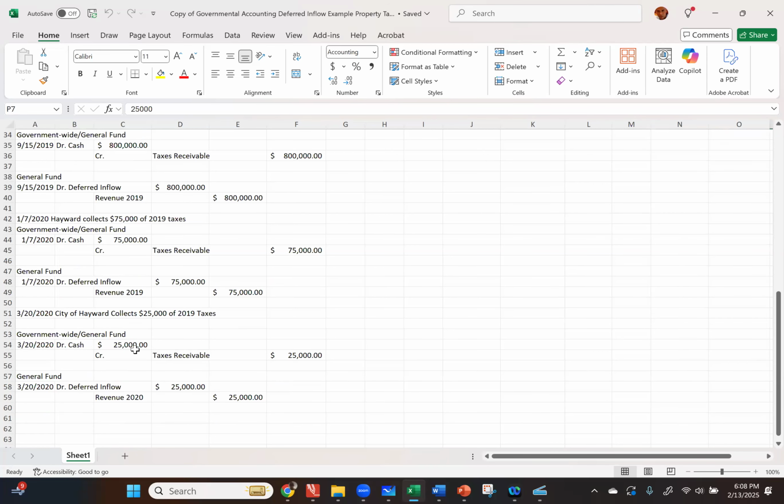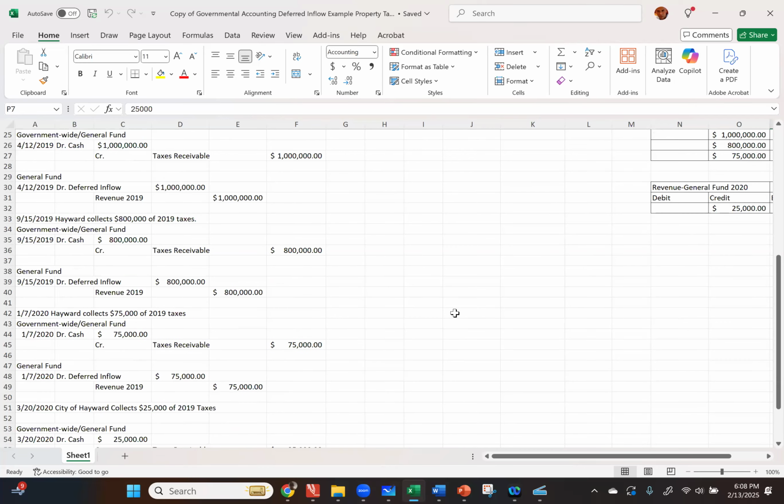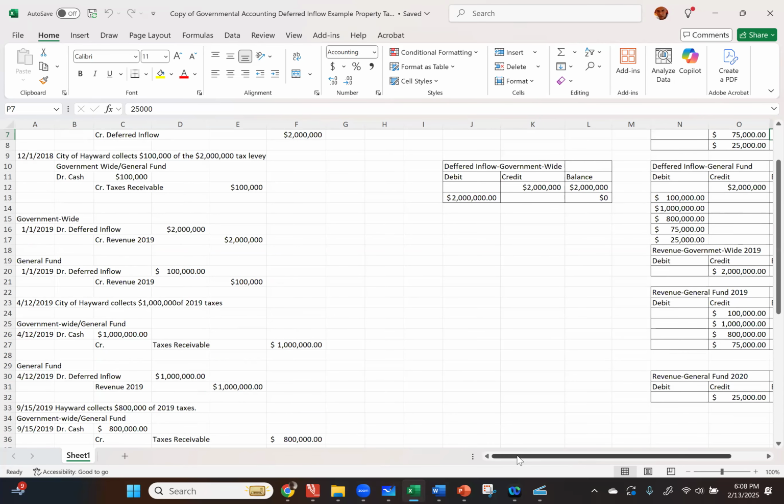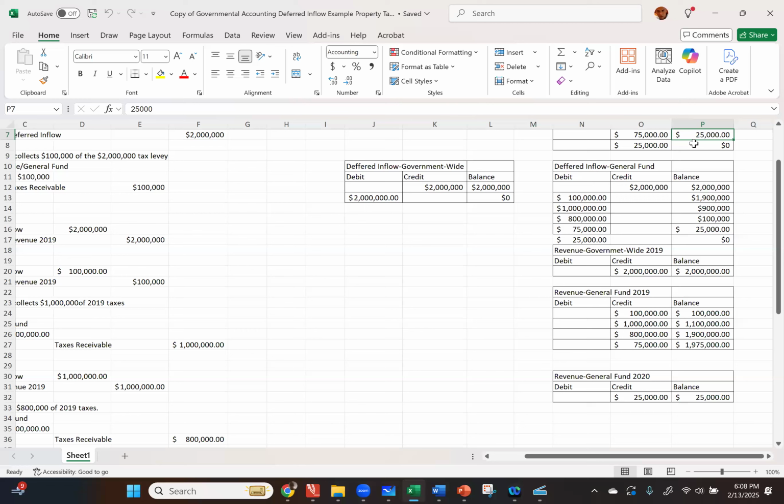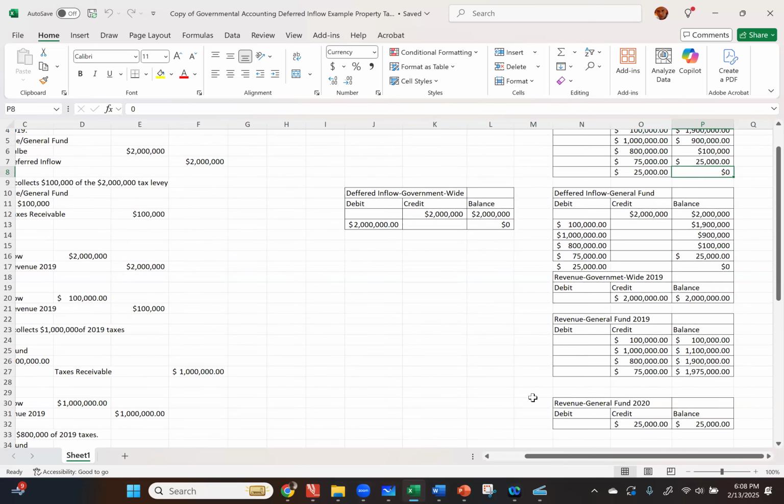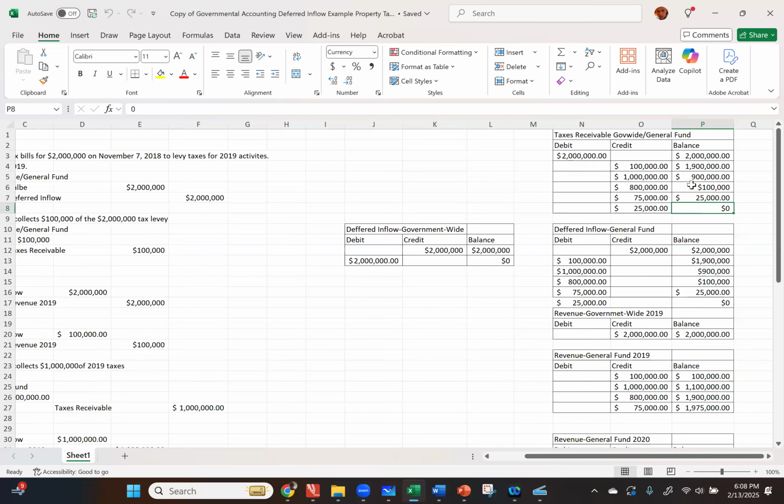So I go ahead and again, I debit cash, I credit the receivable. Of course, this is assuming that no more receivables were booked after that initial one, which would be unrealistic, but I just want to show you the impact. The receivable is 0 here now. I go ahead and I can debit the cash. I debit the deferred inflow for the 25.